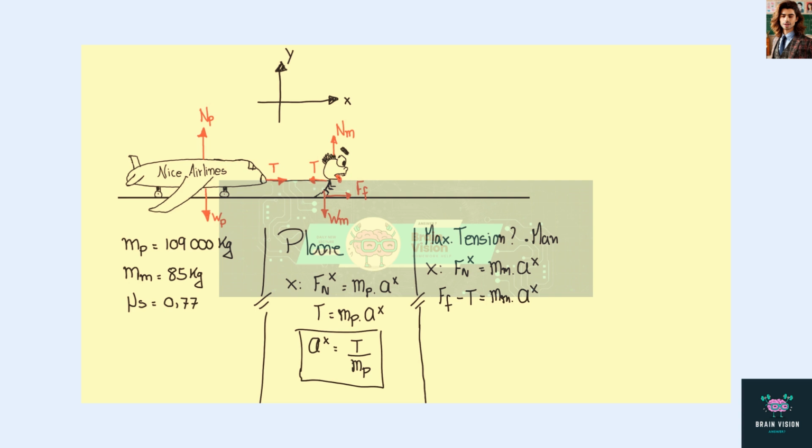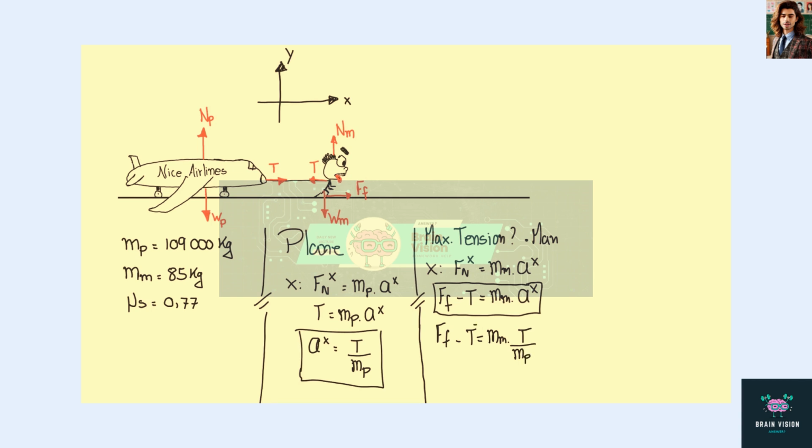Now note the following. The acceleration of the man is the same as the acceleration of the airplane. This is because we are supposing that the cable that is being used is an ideal cable. It means that it can't be stretched or contracted. Then we can equate the acceleration of the airplane with the acceleration of the man to get the following. The frictional force minus the tension force is the mass of the man times his acceleration, which is the tension force divided by the mass of the airplane.